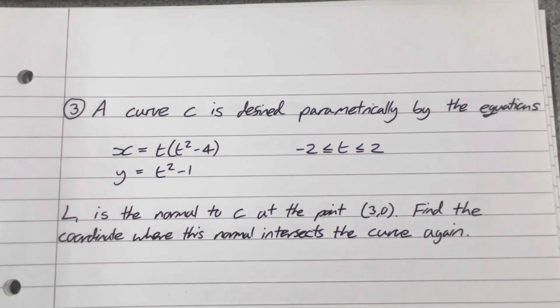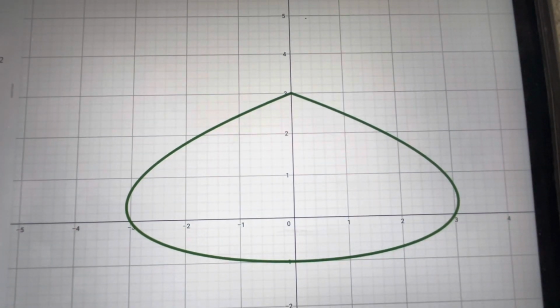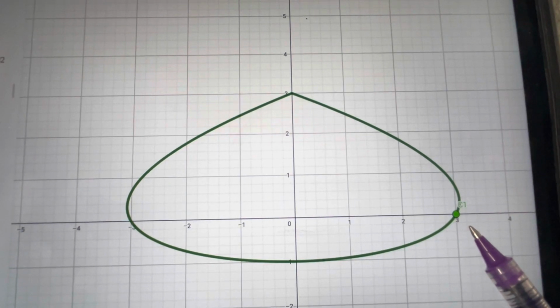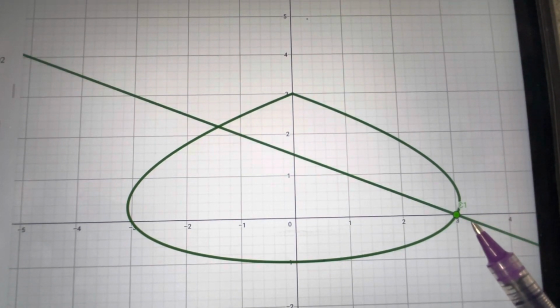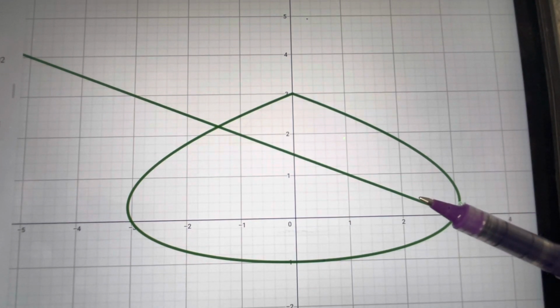Okay, so I know you wouldn't necessarily have access to graphing software in the examination unless you've got a GDC, but we're going to have a look at this graph. So this is what it looks like. It's from t is minus 2 to 2, that's the whole thing. And the point in question is the point (3, 0), so that's down here. There it is. And we want the normal to that curve at that point, so that looks something like that. Don't forget the normal is perpendicular to the tangent at that point, so it goes that way.